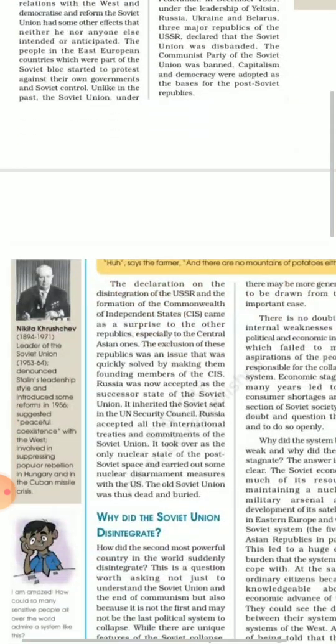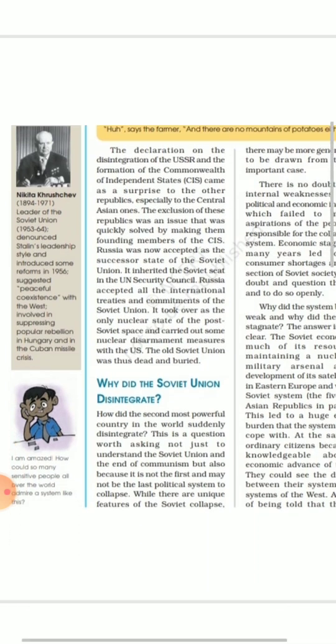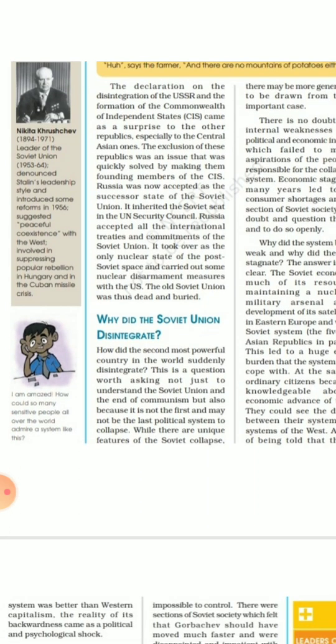And now let us move on to the next slide. The declarations on the disintegration of USSR and the formation of the Commonwealth of Independent States (CIS) came as a surprise to the other republics, especially to the Central Asian ones. The exclusion of these republics was an issue that was quietly solved by making them founding members of the Commonwealth of Independent States (CIS). Russia was now accepted as the successor state of the Soviet Union.